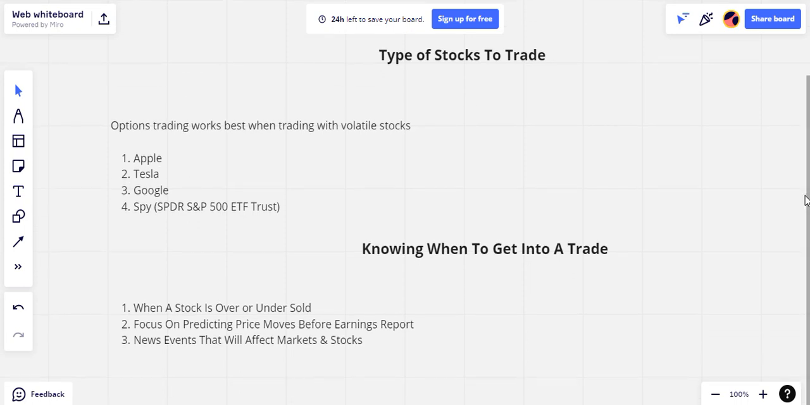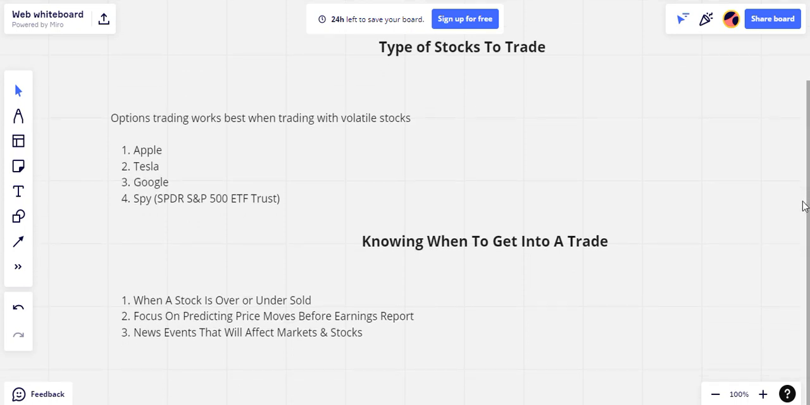Now, the real trick of trading options is knowing when to get in and out of a trade. And this is where the real skill of options trading comes in. It's timing when to get into a stock and when to get out. And there are three things you can use in order to predict when a price is going to move. The price of a stock will move when a stock is oversold or undersold. Every stock will have a mean price over a rolling 52-week period.